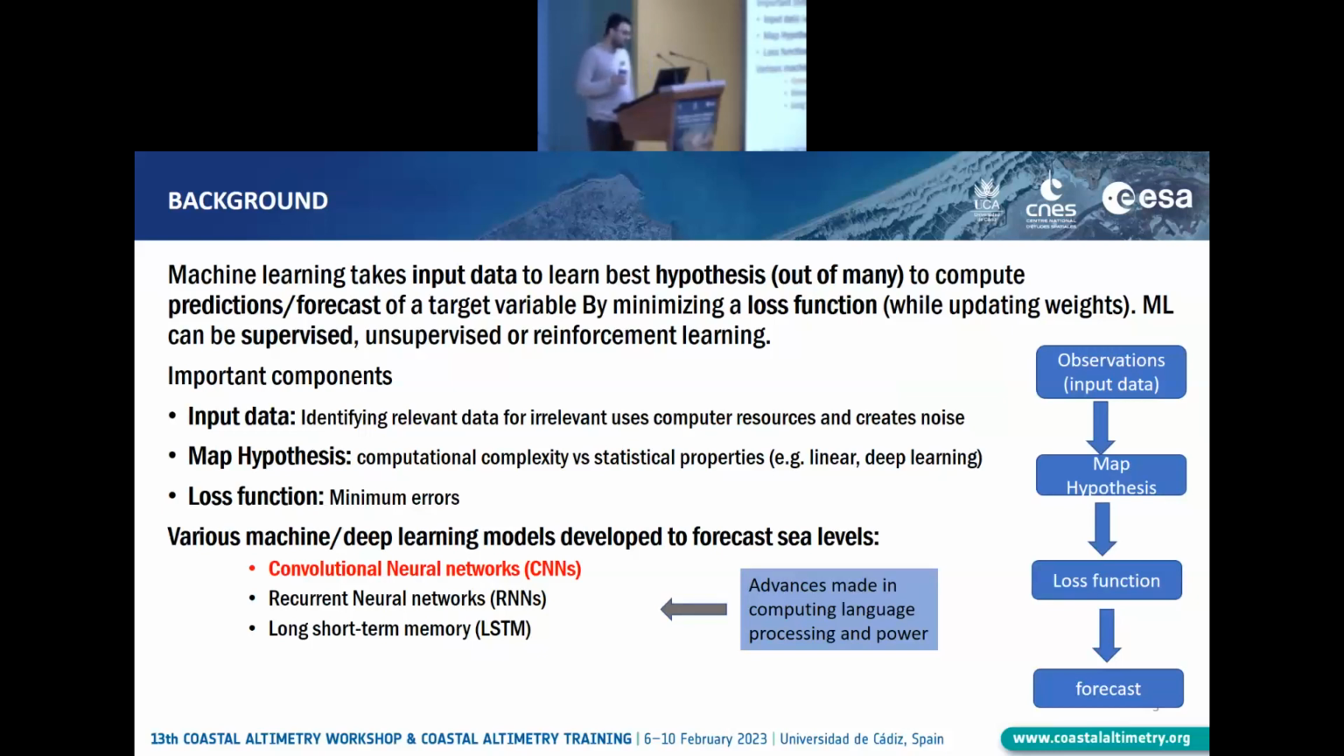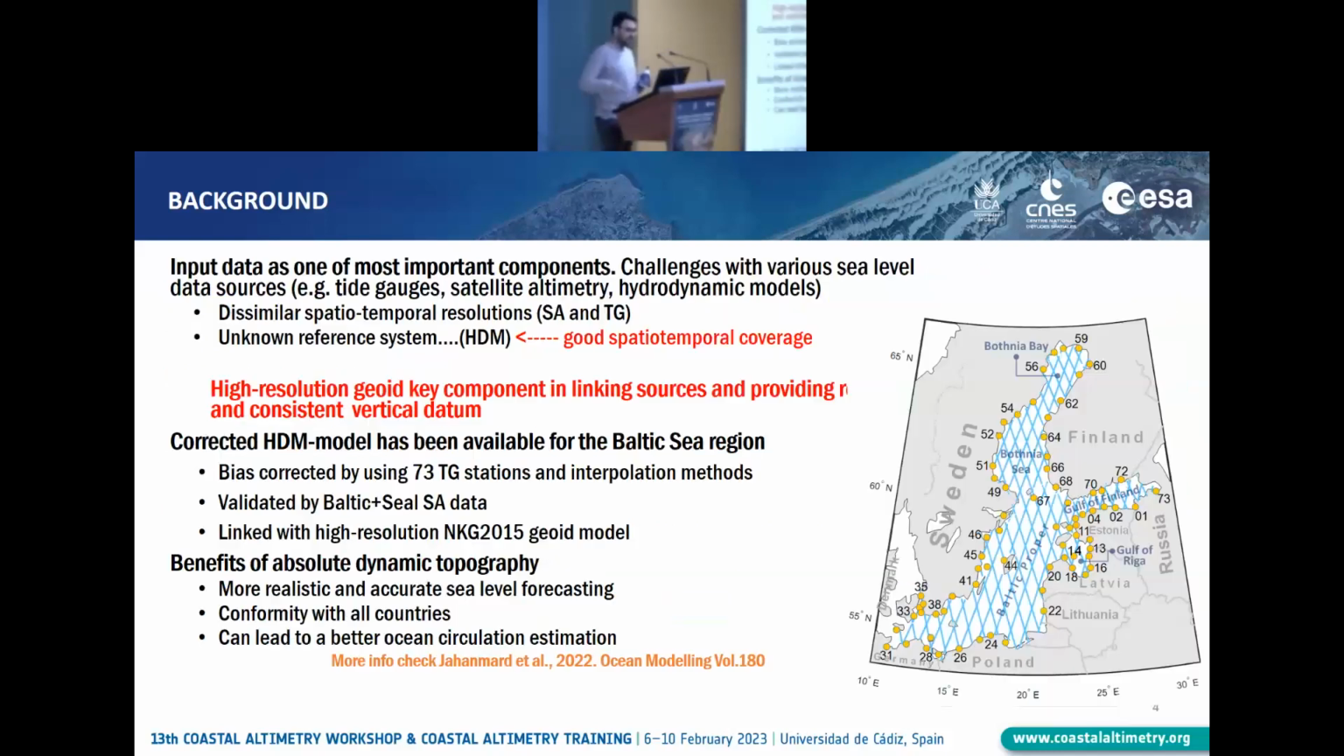There are various machine and deep learning models that have been developed for sea level forecasting. In recent years, mainly the convolutional neural networks and also the recurrent neural networks, for example the LSTMs. Actually, these are deep learning models, which are a more complicated version of machine learning. And we have two main challenges for sea level forecasting, and I want to address these two with solutions.